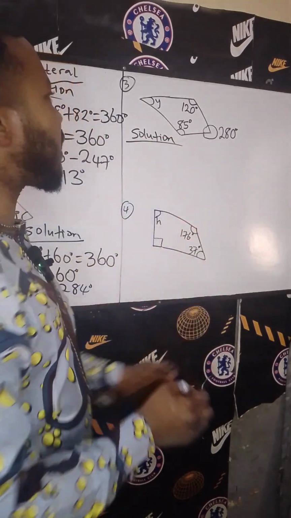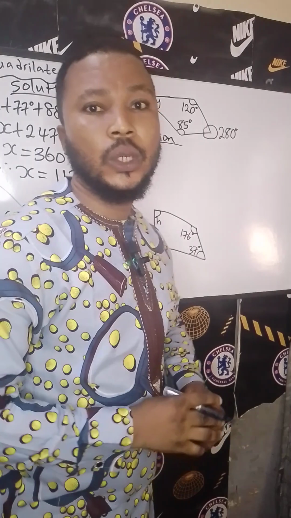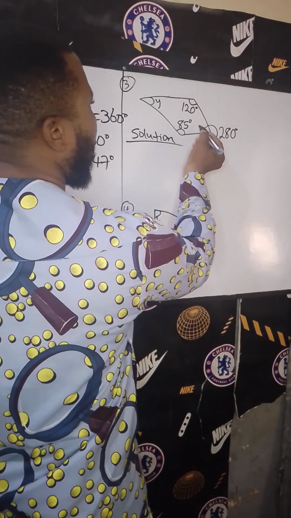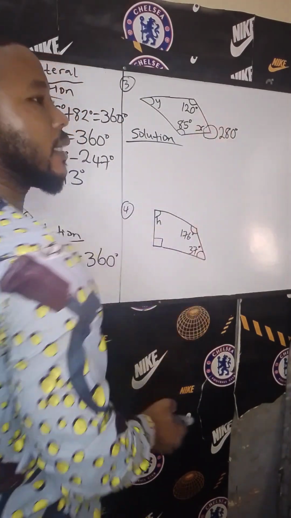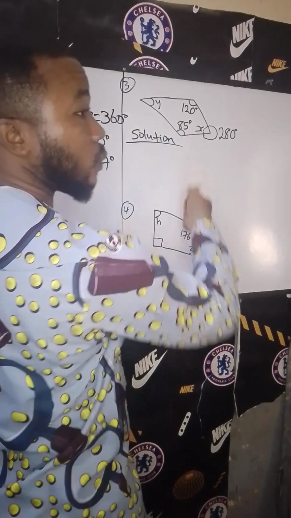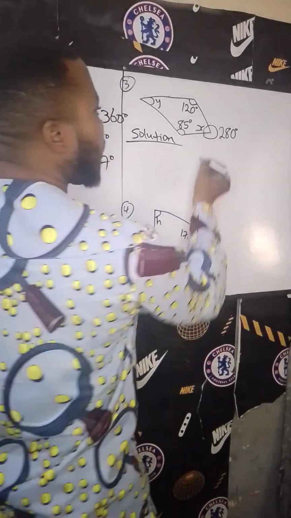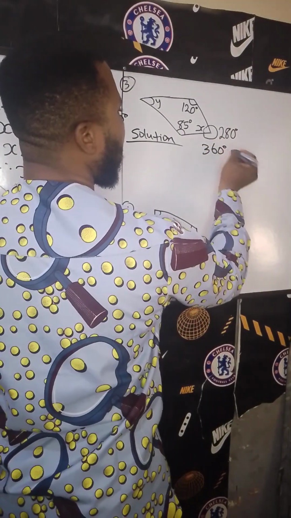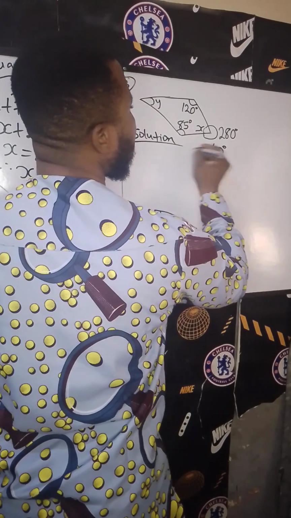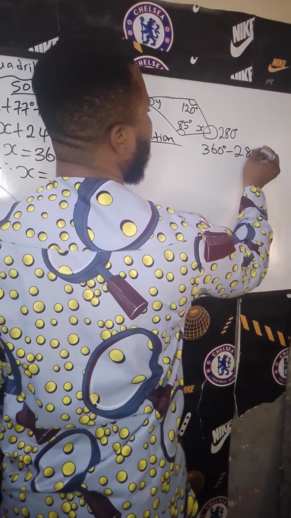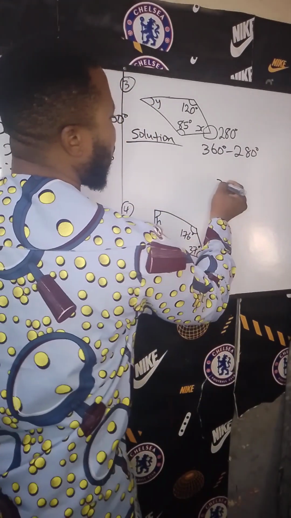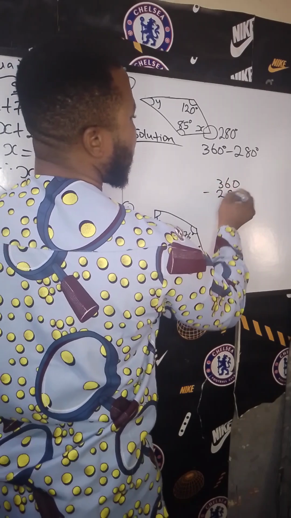The first thing we do here, this is a reflex angle. So we can put here to be x. So finding our x is the first thing we have to do. We find the value of x, which simply means 360 degrees minus 280 degrees. And 360 degrees minus 280 degrees.